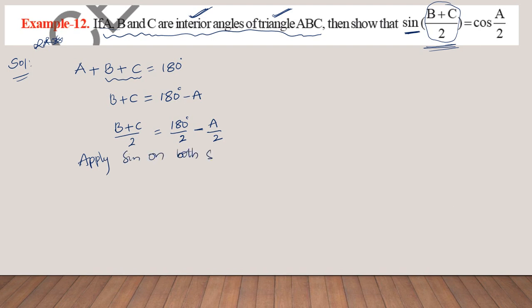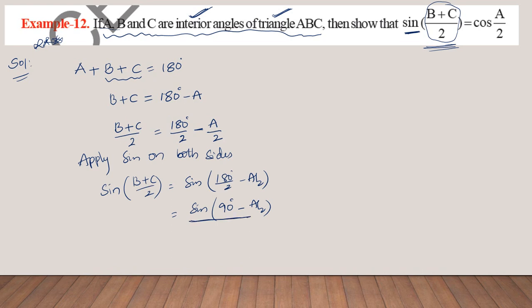So what am I going to get? Sine of B plus C by 2 is equal to sine of 180 by 2 minus A by 2. Now this I can write as sine of 180 by 2, which is 90 degrees, minus A by 2. Now if you observe this clearly, sine of 90 minus theta means cos theta only, no? So what is theta here? Theta is A by 2, which gives me cos A by 2.